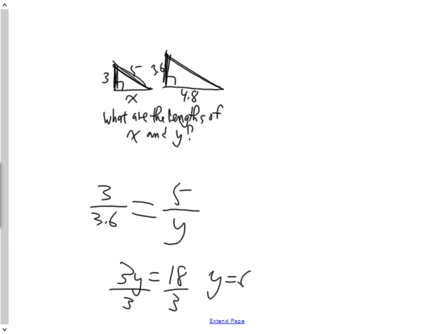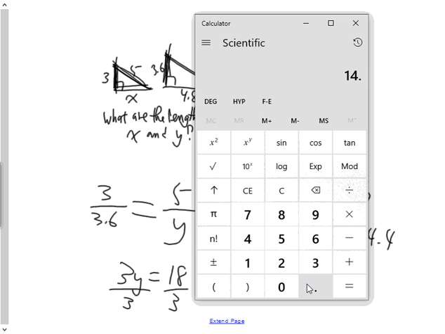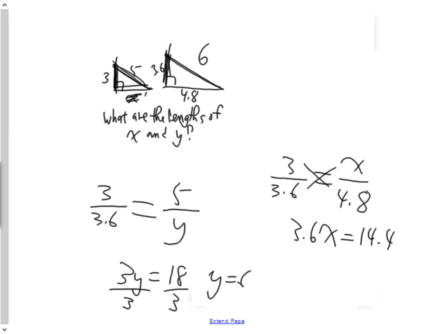So y is 6. Now the second part says what is x as well, so I'm going to solve that. Again, I'm going to use that 3 to 3.6. 3 to 3.6 is proportional to x to 4.8. Use that cross multiplication to solve it. 3.6x equals 14.4. Divide both sides by the coefficient of 3.6. 14.4 divided by 3.6 is 4. So therefore, x is 4.